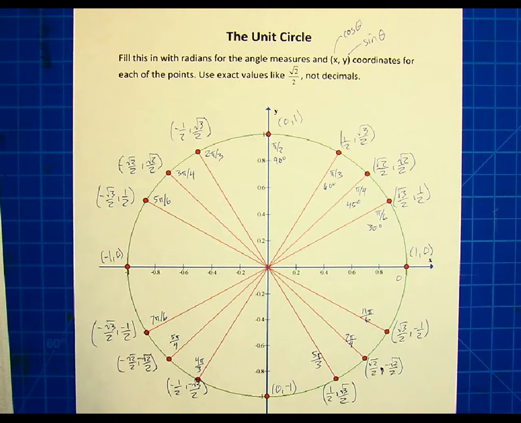Now, just double check that this makes sense. You can memorize the decimal approximations if you want to. A half is 0.5. Does that look like an x or a y coordinate of negative a half? Yes, it sure does. Same thing here.